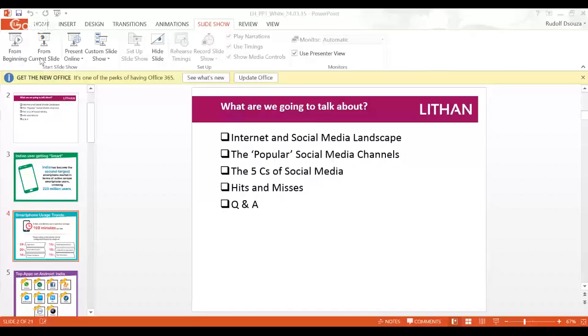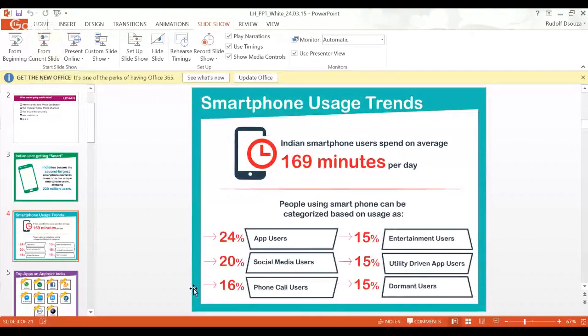So, what is it that people end up doing on their smartphones? People are spending a lot of time on their smartphones. About 170 minutes per day go in smartphone usage.